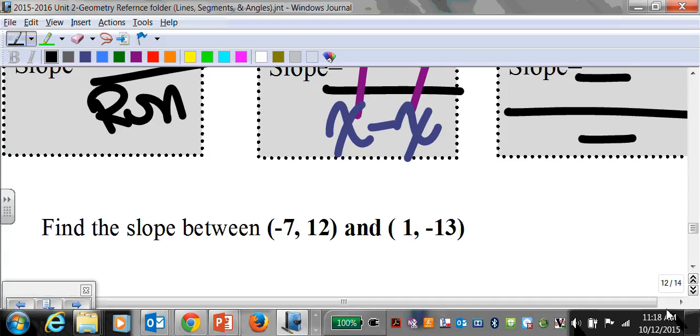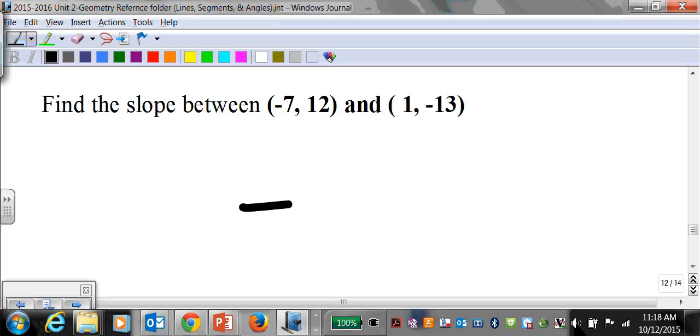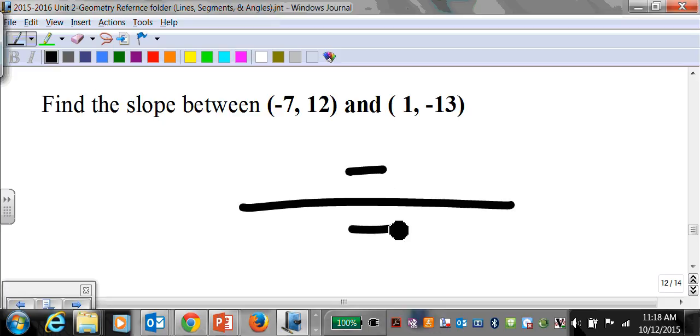So now, ready, I'd like you to pull down the slope template right here. Pull down that slope template. And ready, I'd like you to find me the slope between those 2 points. Y minus y over x minus x.